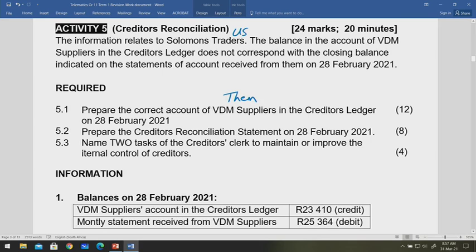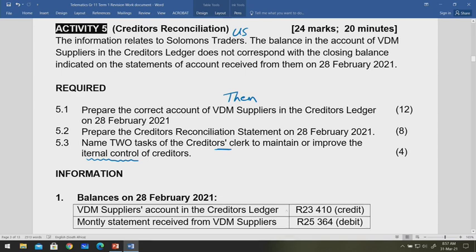So we have to prepare the correct account of VDM suppliers in the creditor's ledger in our books, prepare the creditor's reconciliation statement, and then they also ask you to name 2 tasks of the creditor's clerk to maintain or improve the internal control. Remember, internal control is one of those topics. It's not tested separately, but it can be tested in all topics that we do during the course of the year. Balances given on the 28th of February.